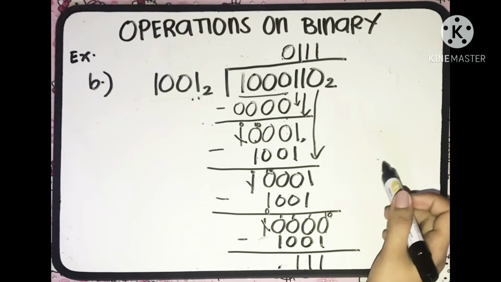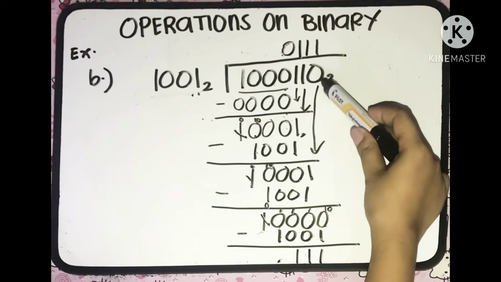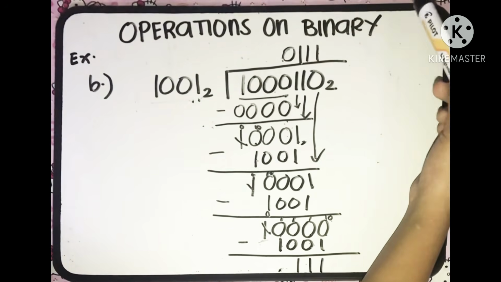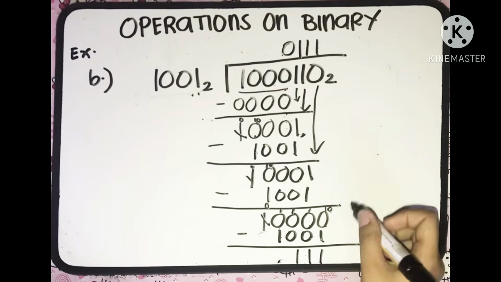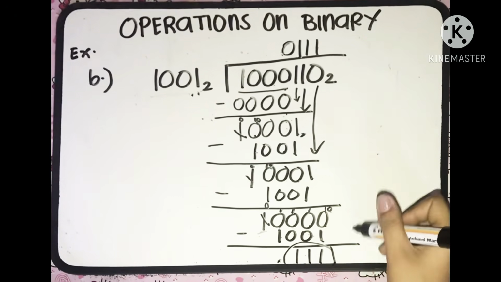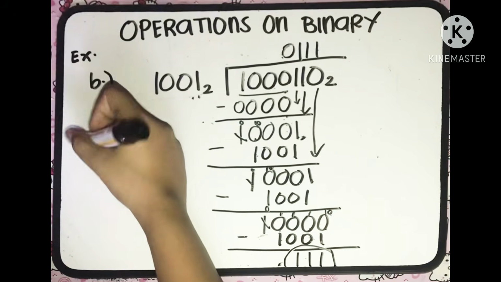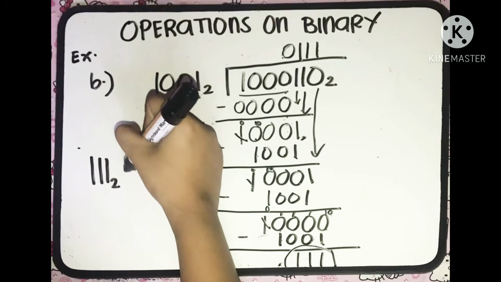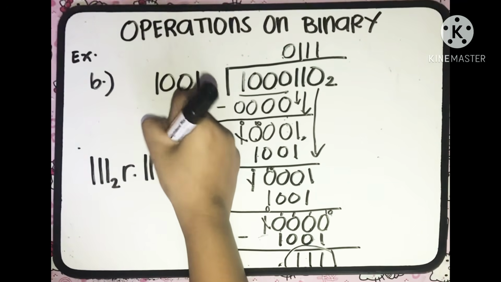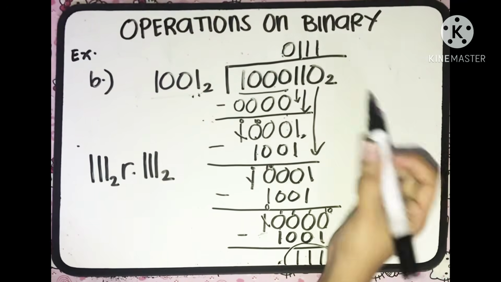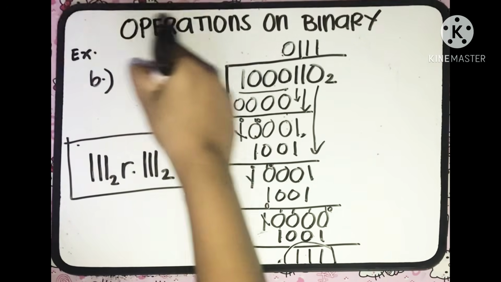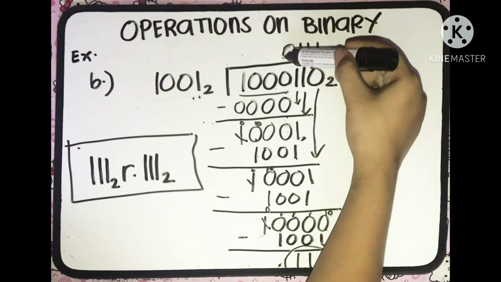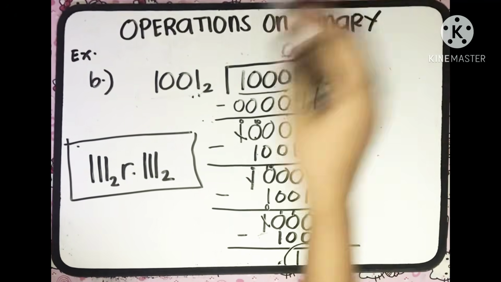And notice that the last digit ng ating quotient is already aligned sa last digit ng dividend. So, meaning to say, this is the quotient. And then, itong nakuha nating answer dito will be the remainder. So, we have, okay, so final answer will be 111 subscript 2. Then, remainder or R, 111. And then, don't forget to write subscript 2. So, if you can notice, yung 0 na nauna doon sa quotient natin, hindi na natin sinulat kasi wala naman na siyang value. So, that's why we came up to this answer.